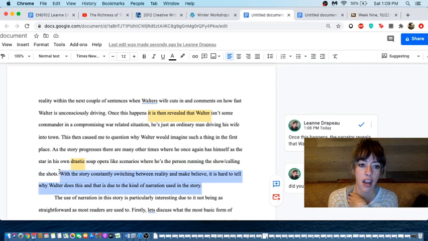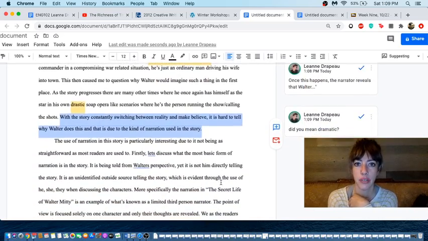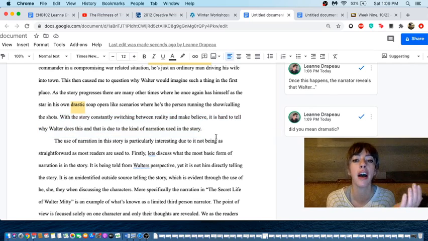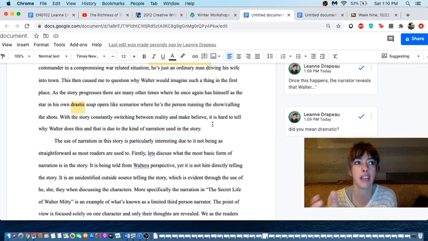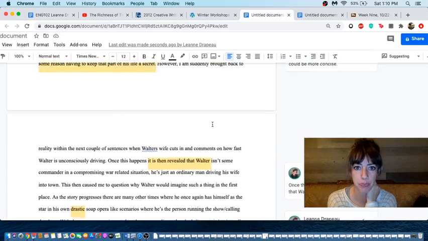And really, our central idea is the story is switching between reality and make-believe, and we don't know why Walter's doing it. And that's because of the narration. So the way that narration is impacting the plot for this writer is that the plot keeps us kind of in suspense and really suspended between two worlds, reality and make-believe, and the narration makes that possible. And they're going to go into depth about why that is.